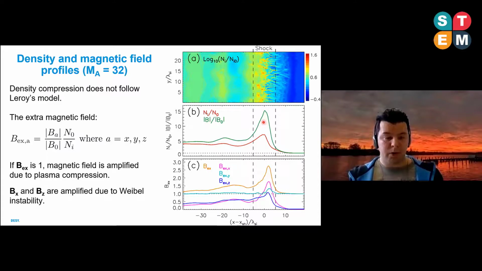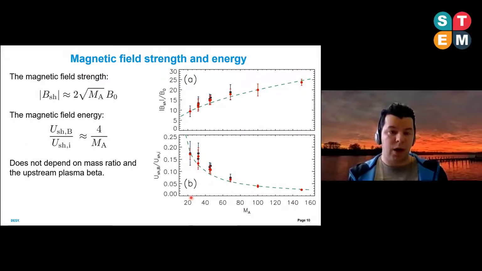If you look at the properties of this magnetic field, splitting it into Cartesian components and looking at which components are amplified, you see that you amplify the X and Z components, which are associated with the Weibel instability. This means the Weibel instability is responsible for some magnetic field amplification which is not expected from compression. And if we look at the trends, how this magnetic field depends on the Mach number, we see that it's growing, and we can describe it with a pretty simple formula.